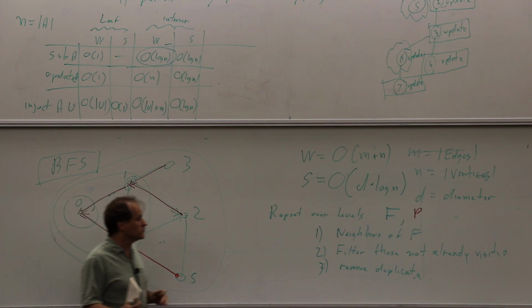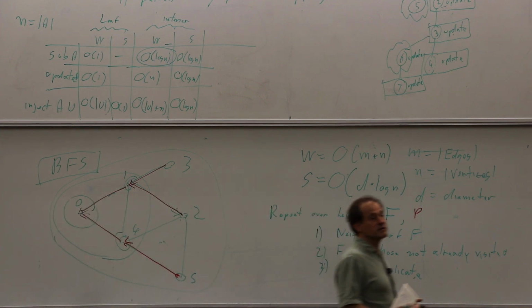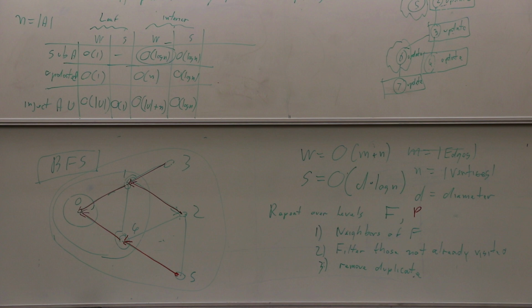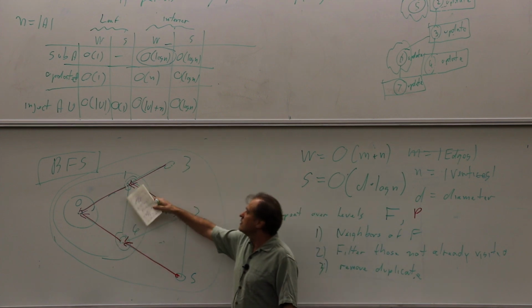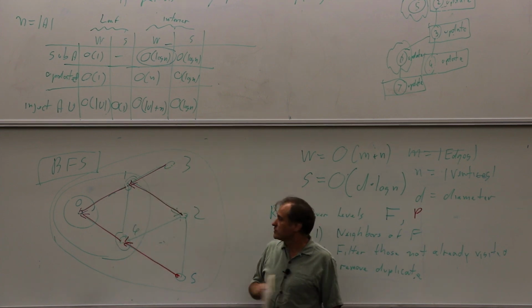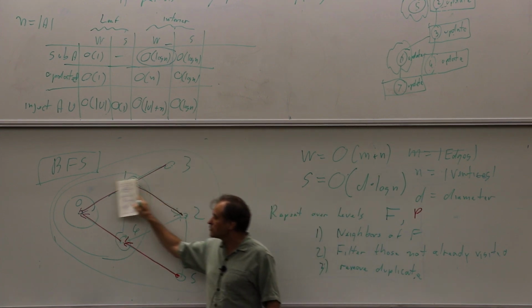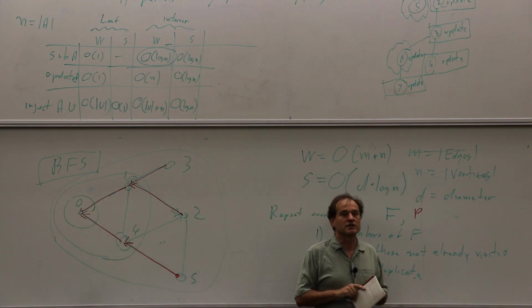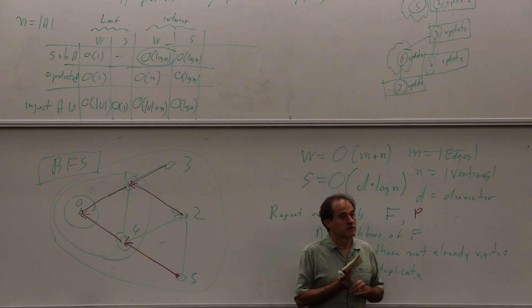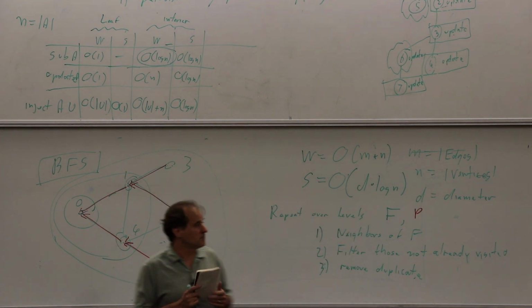Okay, and so that's where the remove duplicates is. And that's basically it. So that's what parallel depth first search is going to do. In each iteration, I have the neighbors from the previous round. I use them to find the neighbors of all the possible neighbors. I filter out the ones which have already been visited, and I remove duplicates, and I've now finished that next level. And I repeat that.